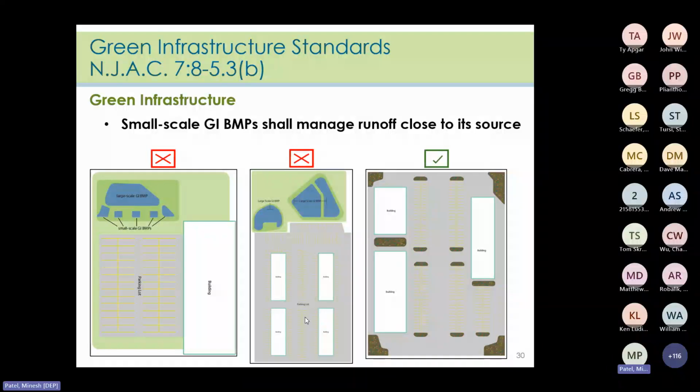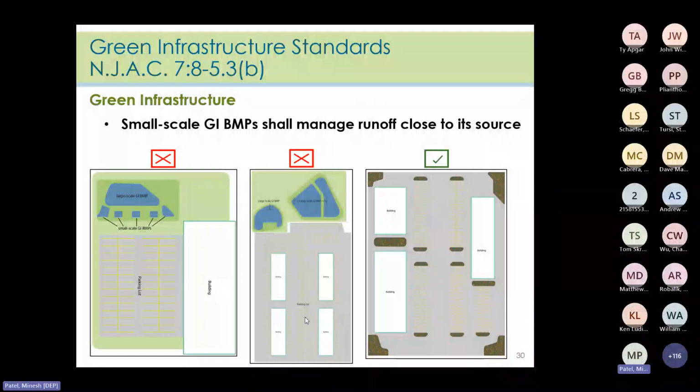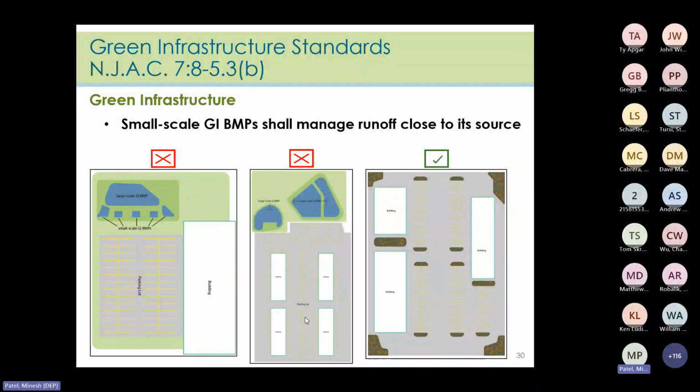As you can see from the first diagram, the green infrastructure BMPs are all clustered together at the top. The second diagram shows 2 large-scale BMPs in proximity of each other. These BMPs would need to be spread out from each other to cover the entirety of the runoff of the site to meet the green infrastructure definition.